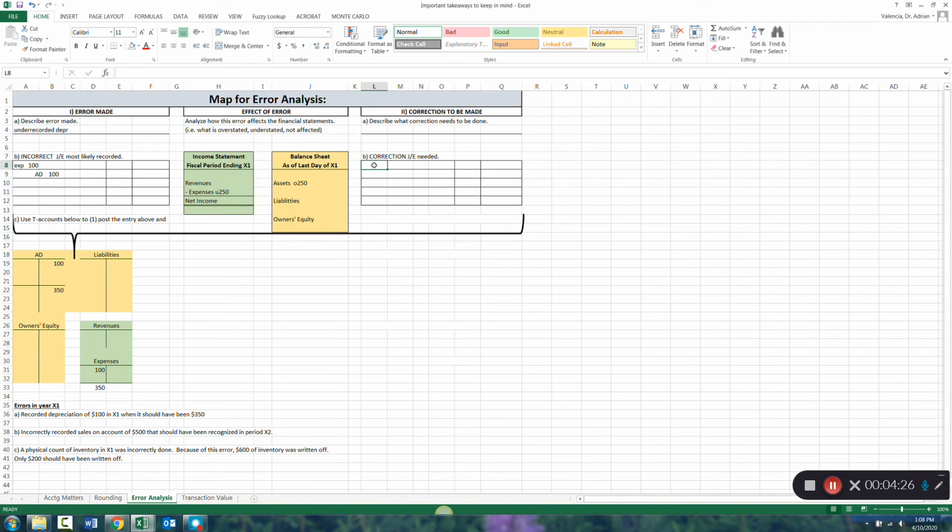Let's just say, in this period, we're going to add $250. This is the correcting journal entry that we need. We need a debit to expenses for $250 and a credit to accumulated depreciation for $250 in order to get this to where we want it to be. So my correcting journal entry is going to be expense $250 and accumulated depreciation $250. And that will be it. So technically, the error made is that you recorded less, and then here's the correcting journal entry once you find out about the error. So that's for letter A.